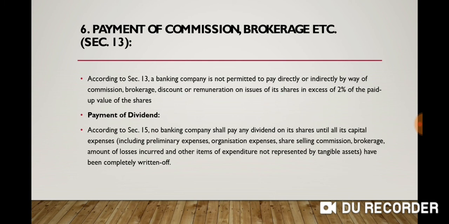According to Section 13, a banking company is not permitted to pay, directly or indirectly, by way of commission, brokerage, discount or remuneration on issue of its shares, in excess of 2% of the paid up value of the shares. Then comes payment of dividend. According to Section 15, no banking company shall pay any dividend on its shares unless all its capital expenses, including preliminary expenses, organization expenses, share selling commission, brokerage, amount of losses incurred, and other items of expenditure not represented by tangible assets have been completely written off.